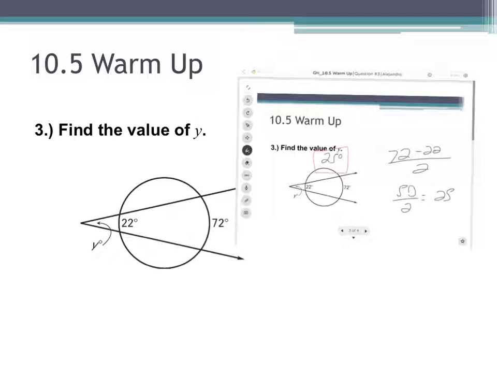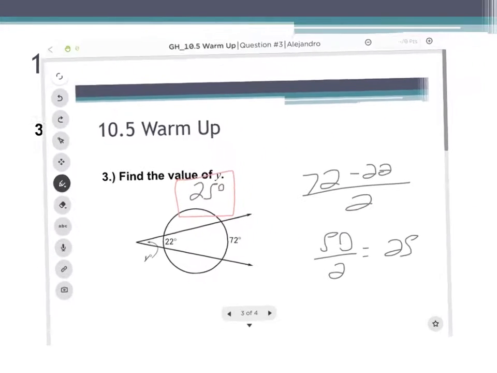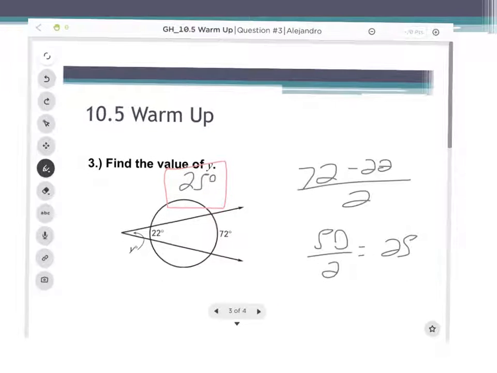Okay, the outside angle. This is now an angle that's formed by 2 secants. And the formula for this is the big minus little divided by 2. So this is Alejandro's. The big arc is 72. The little arc is 22. Subtract those, you get 50. 50 divided by 2 is 25. Questions on that one? Hands up for it being right.